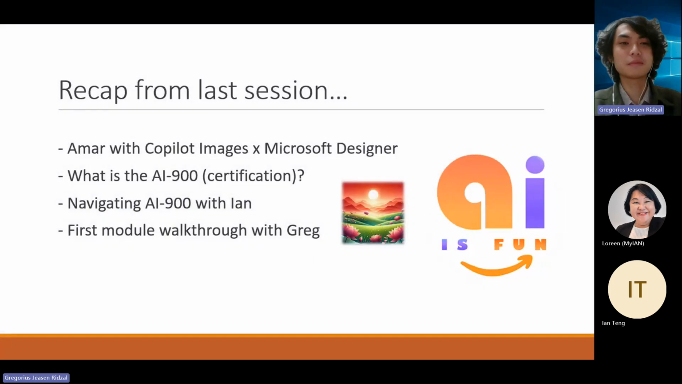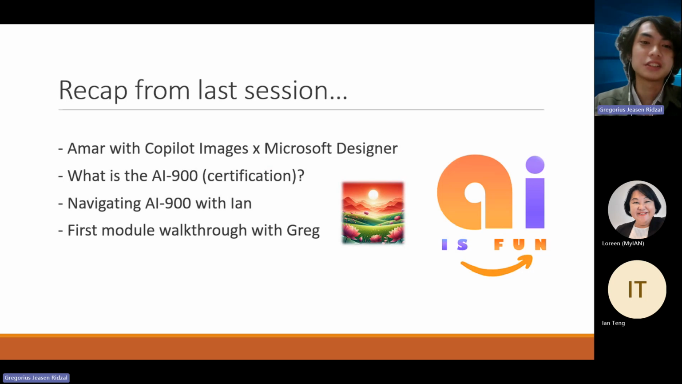So if you remember from last session, we had Omar talking about Copilot images and how we can use the images we generate from there, put it into Microsoft Designer and edit it however much you like. And over here, you see this picture of the sunrise. It's one of the pictures that we did last session. So if you are interested, the recording is in the YouTube channel that we usually post in. Links on that towards the end of today's session.